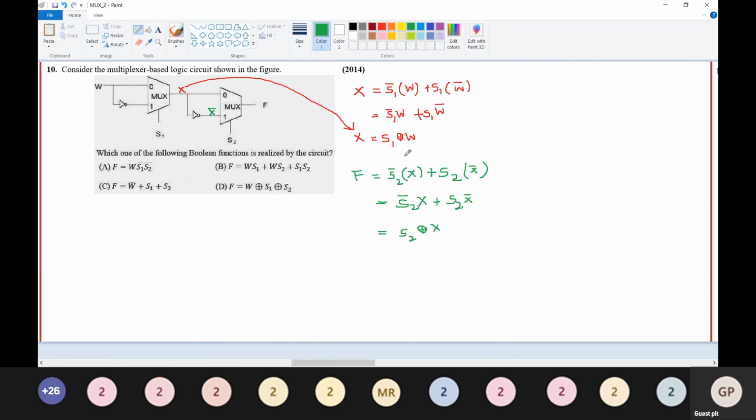Where X is nothing but S1 XOR W, so this can be written as S2 XOR S1 XOR W. So the correct option is D. D is the correct option. We'll move to the next question.